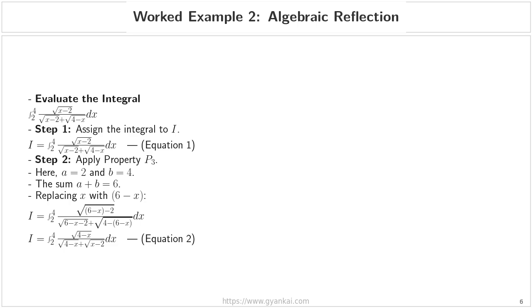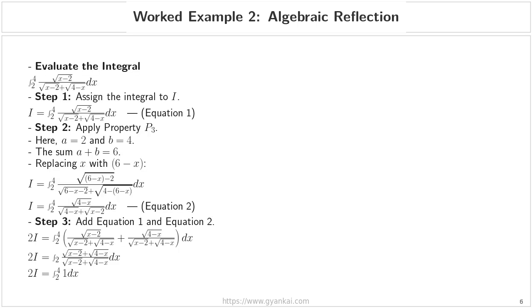Let's carefully apply this substitution. We get square root of 6 minus x minus 2 all over square root of 6 minus x minus 2 plus square root of 4 minus 6 minus x. Simplifying inside the square roots, we have square root of 4 minus x in the numerator and square root of x minus 2 in the denominator. This new integral, with the reflected function, is also equal to I, and we label it as equation 2.